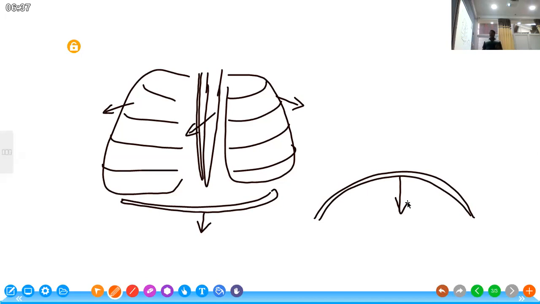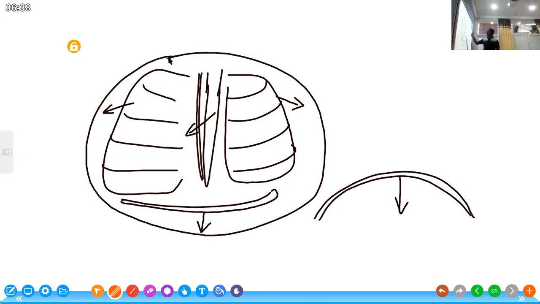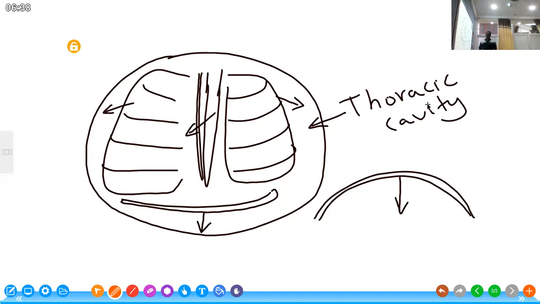Now, by means of this muscle contraction, you can understand the volume of the thoracic cavity has been increased entirely. Thoracic cavity means the cavity above the diaphragm. In physics, when the volume increases, the pressure should be decreased. Therefore, the gas pressure inside the lungs decreases. Decreases than what? Decreases than the outside pressure, atmospheric pressure.